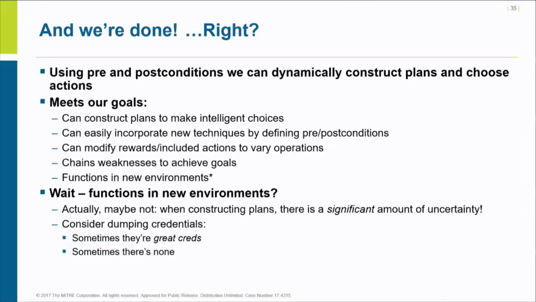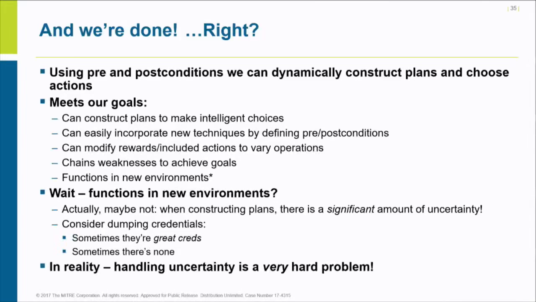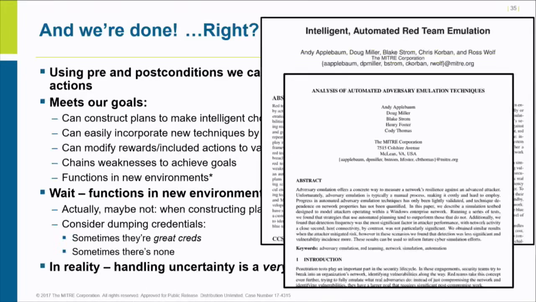It turns out doing this deterministically is kind of hard. Sometimes when I dump credentials, I'm going to get very useful credentials. I might land on a box and dump credentials and, oh, it's a domain admin, that's wonderful, I'm basically done. Sometimes I might land on a box, dump credentials, and find credentials that are completely useless. So when I'm constructing plans, it turns out this can be kind of disruptive because I don't know exactly what the outcome of some of these actions might be. And in reality, handling uncertainty is a very, very difficult problem.